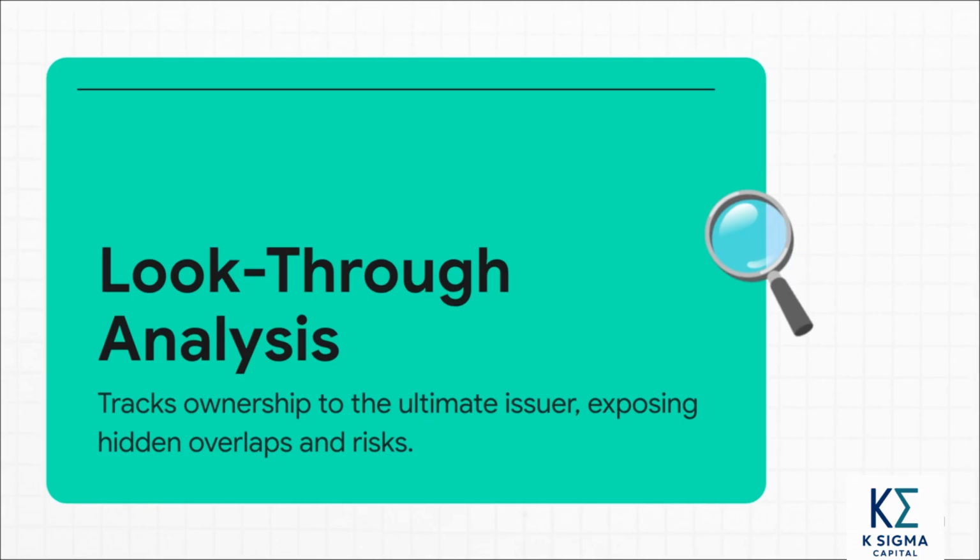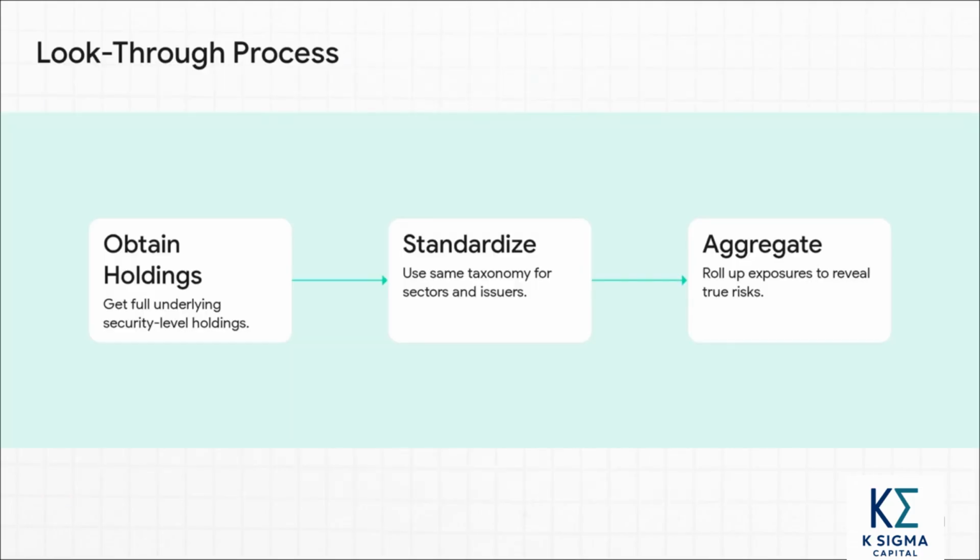We use a method called look-through analysis. Think of this as a literal diagnostic X-ray for your investments. Instead of just glancing at the label on the wrapper, say Global Growth Fund, look-through analysis tracks the ownership all the way down to the ultimate issuer. It breaks down those complex, nested structures until every single underlying exposure is visible. It's going to tell you if your multi-manager vehicles are actually just duplicating the exact same bets on the exact same companies. Let's walk through how you actually pull this off in practice.